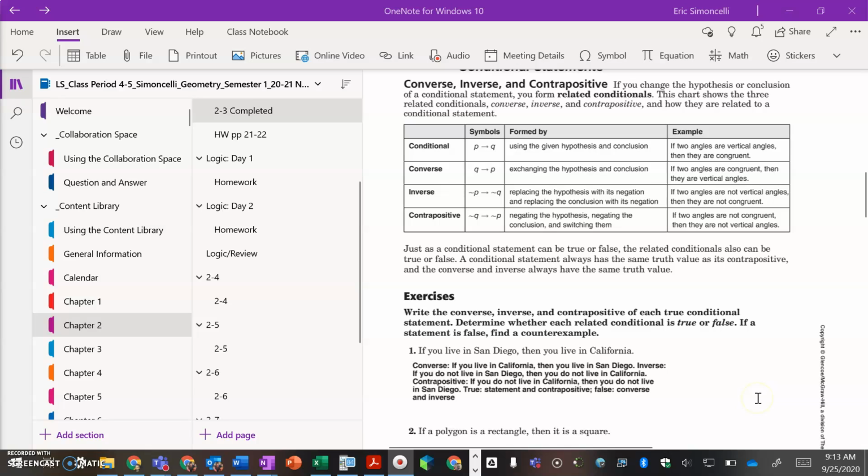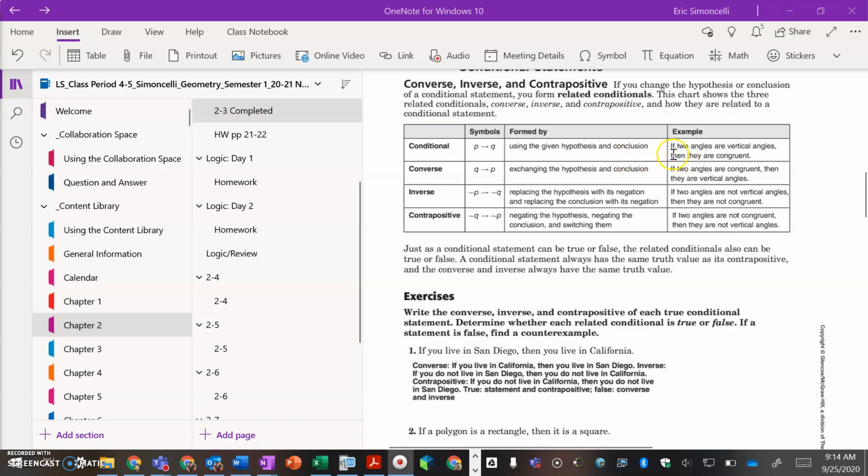Next page. Converse, inverse, and contrapositive. If you change the hypothesis or conclusion of a conditional statement, you form related conditionals. This chart shows the 3 related conditionals: the converse, the inverse, and the contrapositive, and how they are related to a conditional statement. So the typical conditional statement, as we described earlier, is P implies Q, or if P, then Q is another way to say it. It's formed by using the given hypothesis and conclusion.